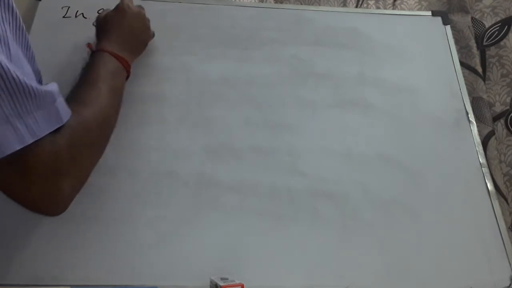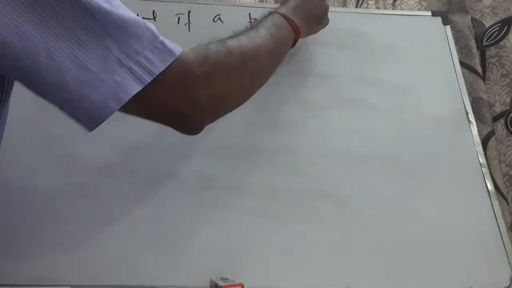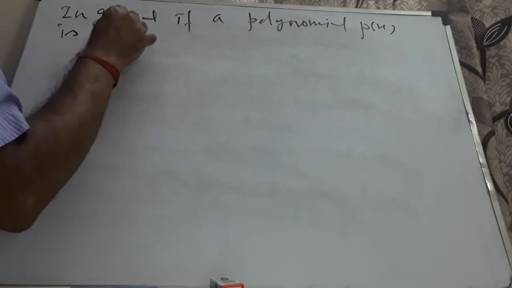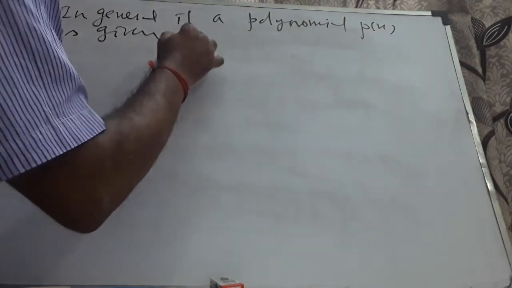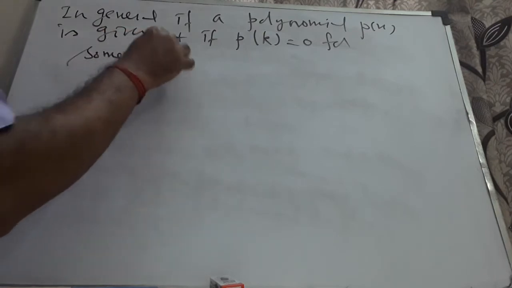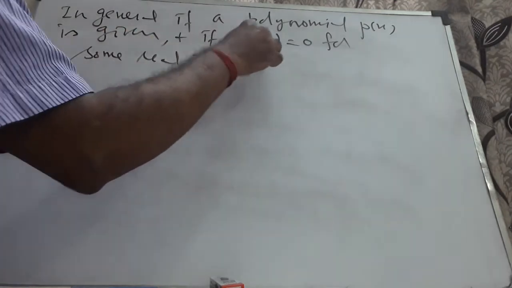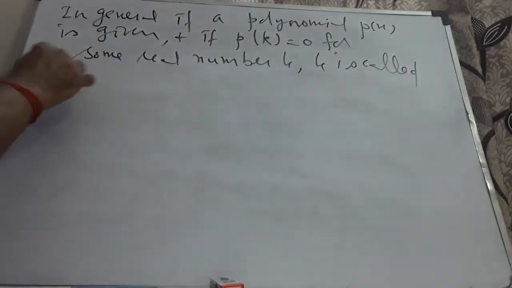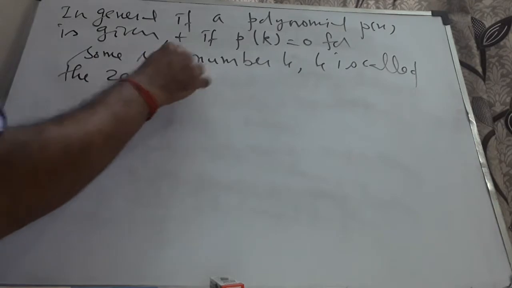Just listen carefully. In general, if a polynomial p of x is given, and if p of k is equal to 0 for some real number k, then k is called the 0 of the polynomial.